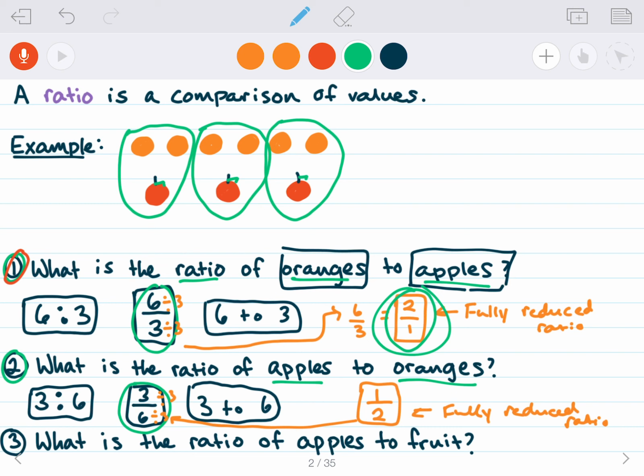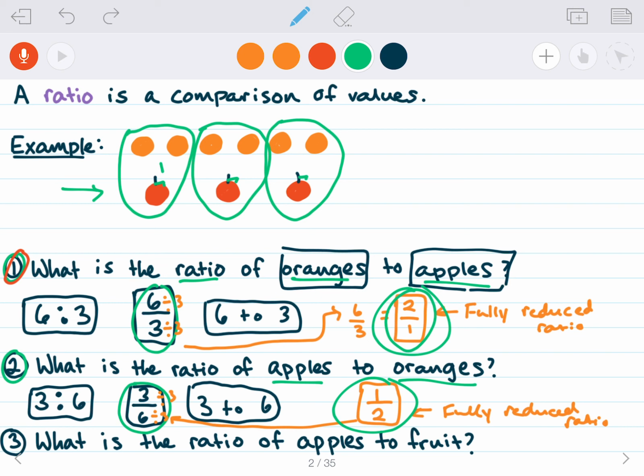And the second statement says for every 3 apples to 6 oranges, that just means for every 1 apple, there are 2 oranges. And we can see that this is illustrated in this picture as well. For every 1 apple, there's 2 oranges. Okay, so that's that. So let's look at number 3.